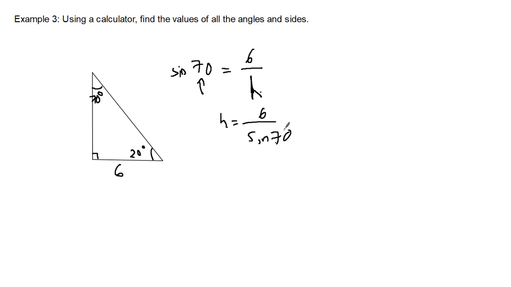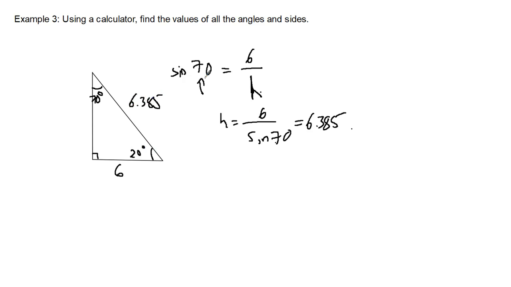And I'm calculating sine of 70 right now on my phone. 6 divided by sine of 70 is 6.385. So h is about 6.385.